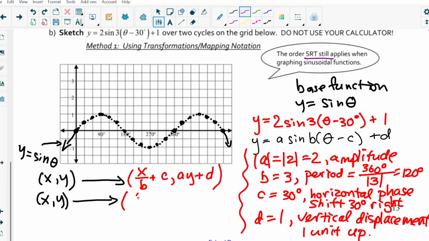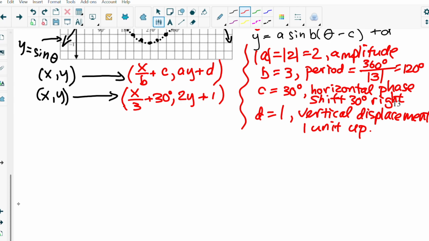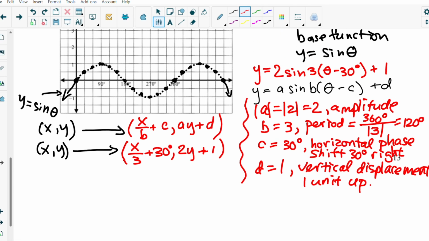XY transforms to X over B, which is 3, plus C, which is 30 degrees, times A, which is 2, Y, plus D, which is 1. So all the points on the black graph get transformed to the new mapping notation. Okay, so method 1, we're using transformations and mapping notation.